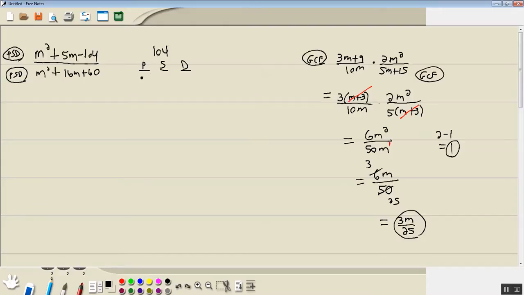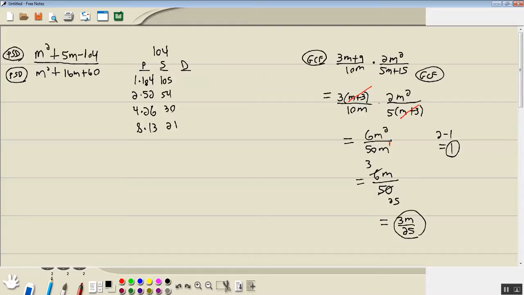Now P column, I write down all products that give me 104. We got 1 times 104, 2 times 52, 4 times 26, 8 times 13. I think that's everything. Now the sum column: I add them. 1 plus 104 is 105. 2 plus 52 is 54. 4 plus 26 is 30. 8 plus 13 is 21.